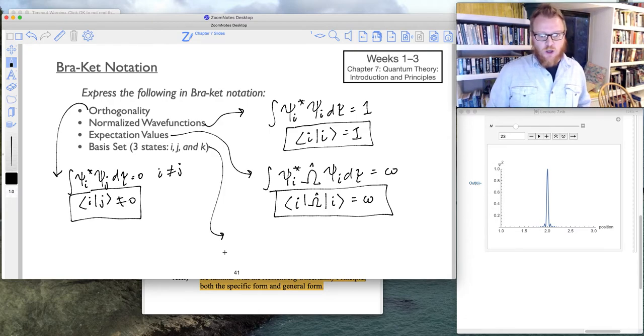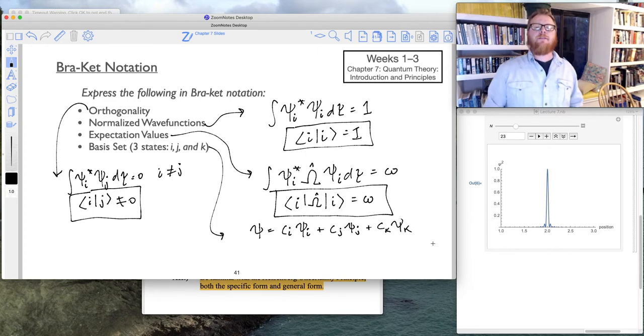Okay, beautiful. So I'll write out what the mathematical operation of my wave function is. So I'll write psi equals, and so we've notated that that's 3 states. Okay, so there's going to be some constant for state I times psi of I, plus some constant for state j times psi of j, and some constant for state k times psi of k.